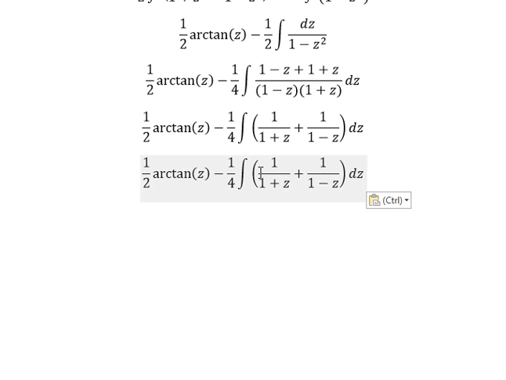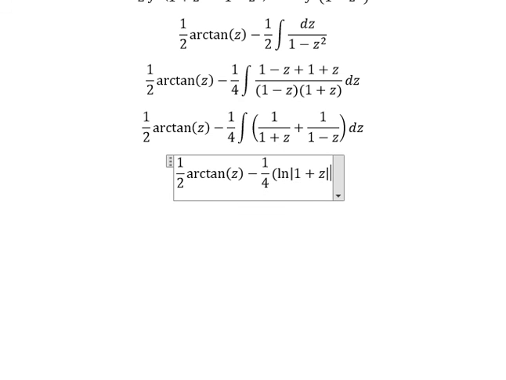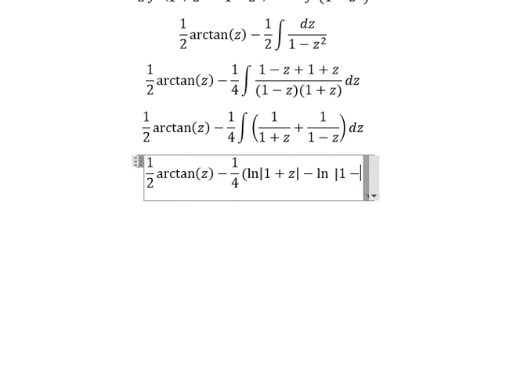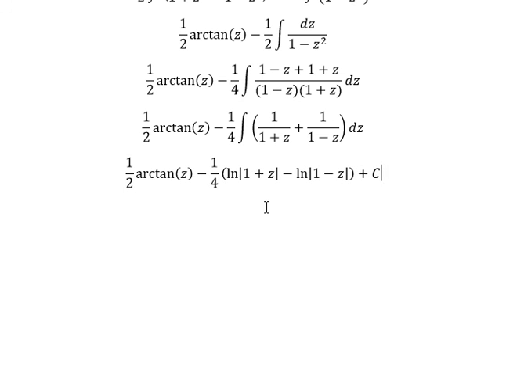We have the integral of 1 over 1 plus z, you will get natural log of 1 plus z, and we have the negative because the minus sign is next to the z, that's why we have the negative in here. And we put c.